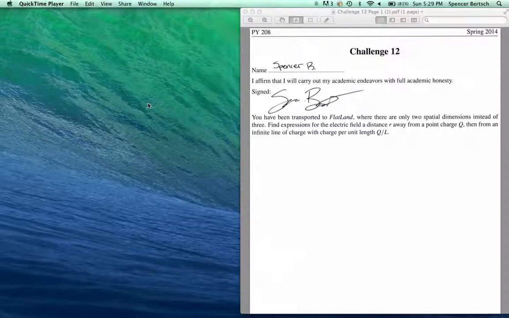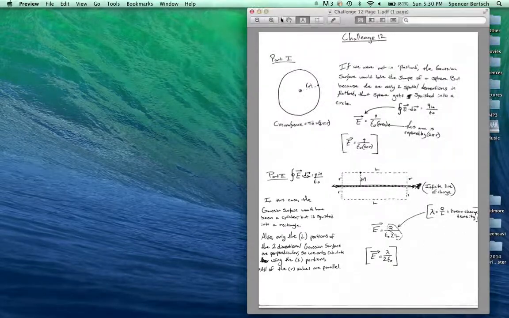Challenge problem number 12 is a really interesting problem because it involves Gauss's law and Maxwell's equations, but with an interesting wrench thrown into the problem: we're now in Flatland, which is in 2 spatial dimensions instead of 3. So instead of an electric field propagating out through an area and taking that dA, the total area around a charged object or surface or point charge, it's now a squished 2-dimensional version. That makes the problem pretty interesting.